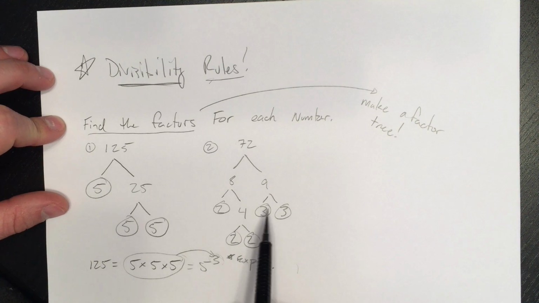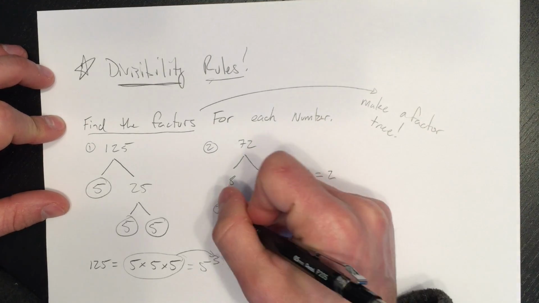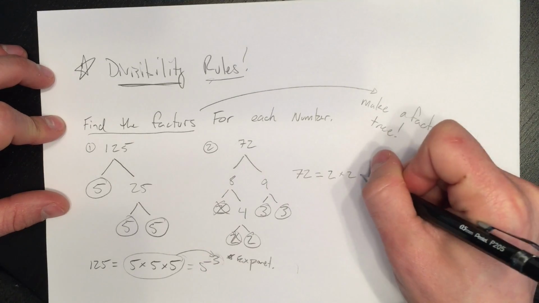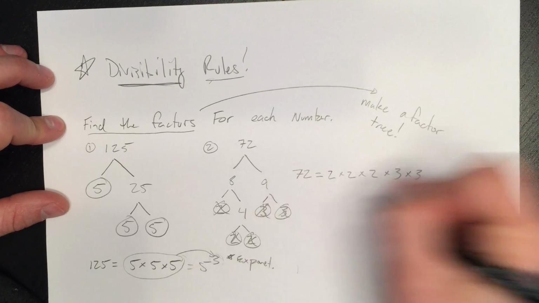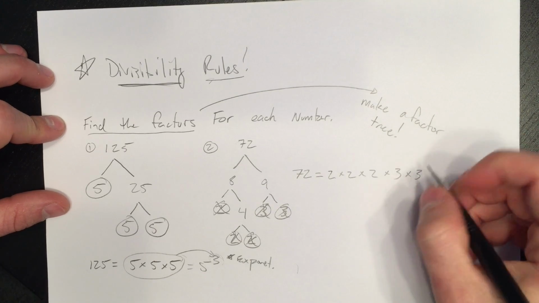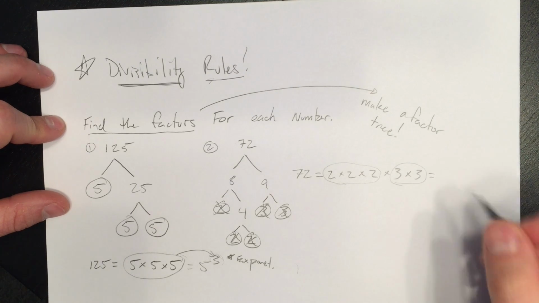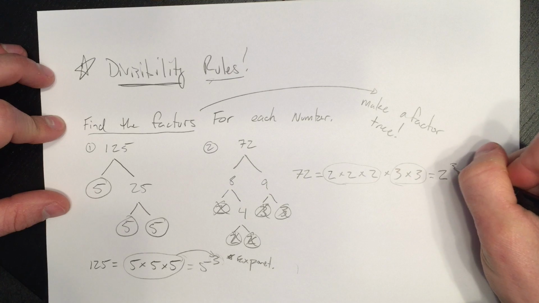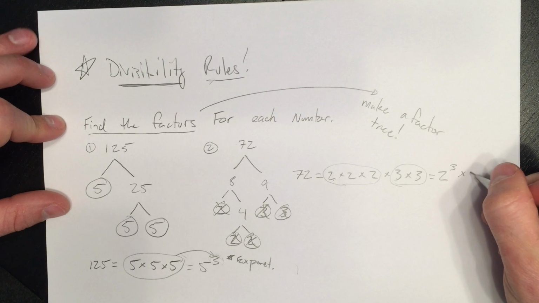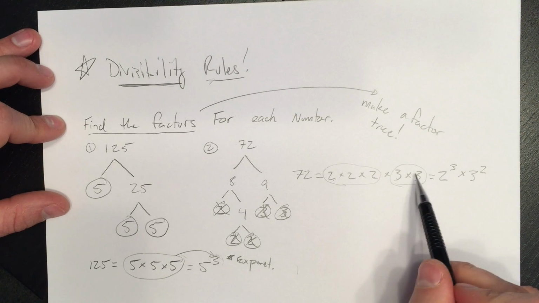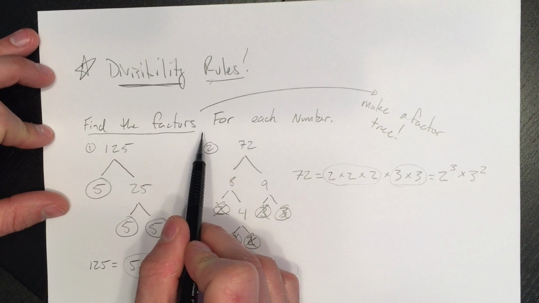Okay, so we can write 72 equals 2, cross that one out, times 2, cross that one out, times 2, cross that one out, times 3, cross that one out, times 3, cross that one out, and we're done. Nope, we're not done, because we can smash these 2's together and smash these 3's together, and we get 2 to the third power, because there's three 2's, multiplied by 3 to the second power, because there's two 3's. And that is a complete answer for finding the factors.